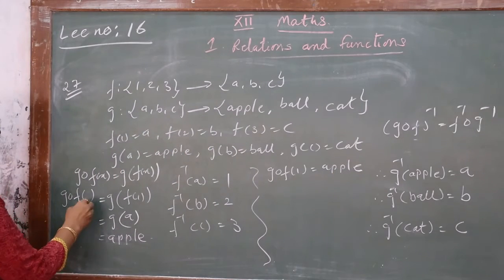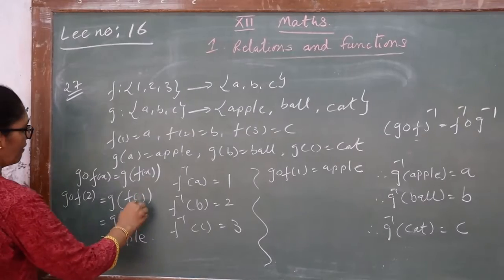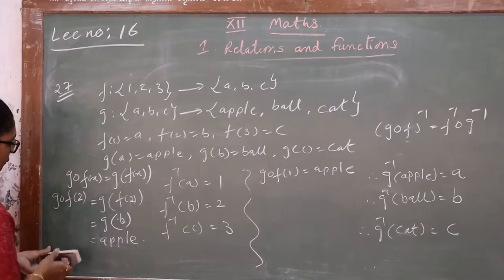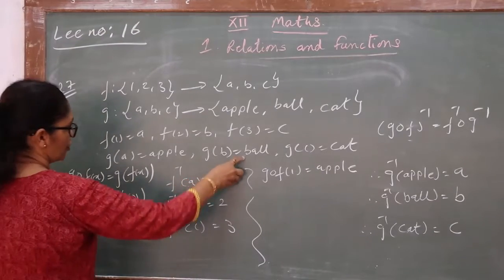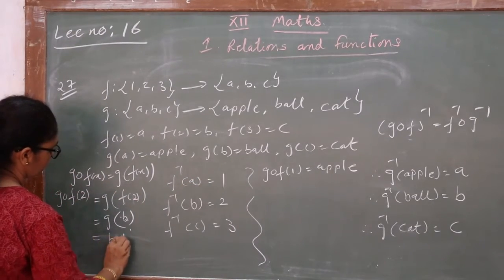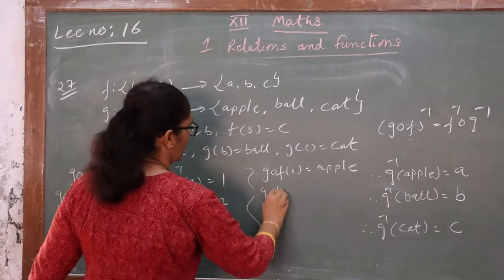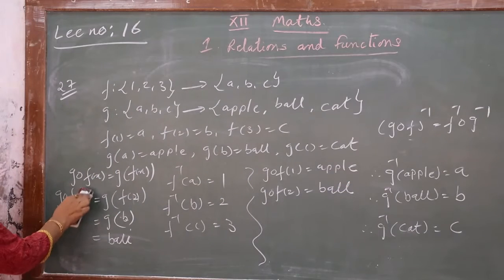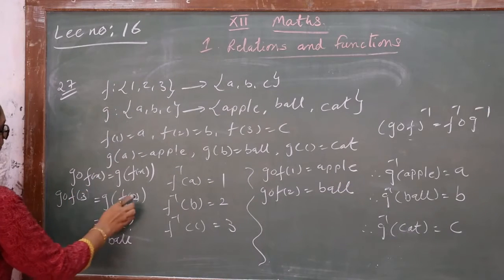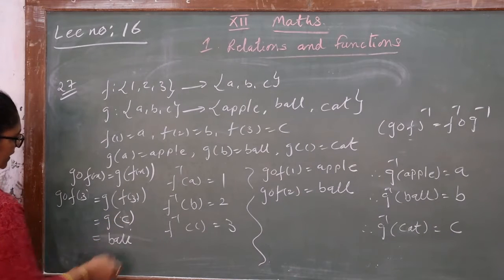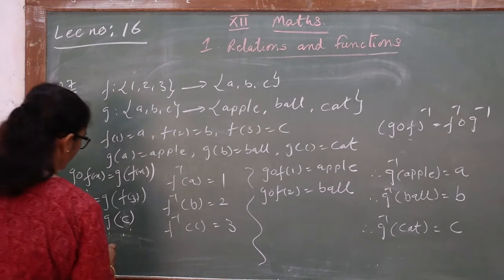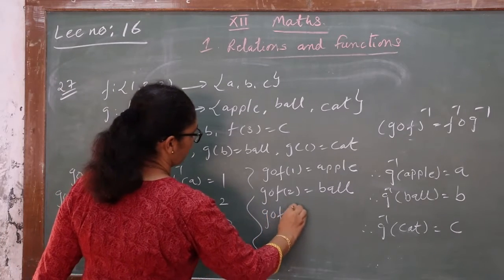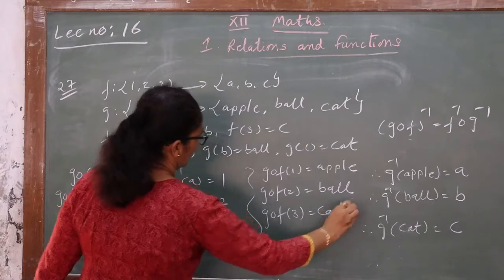In a similar way, now let's come to the second, 2. What is your f(2)? It is b. So here b. For g(b), what is our function? Ball. So here we can write (g∘f)(2) equals ball. Now let's come to the third, 3. Here f(3) is c, and for c, what is our function? Cat. So (g∘f)(3) equals cat.